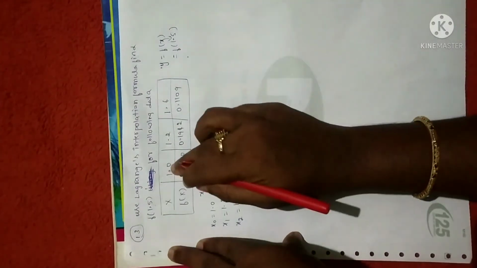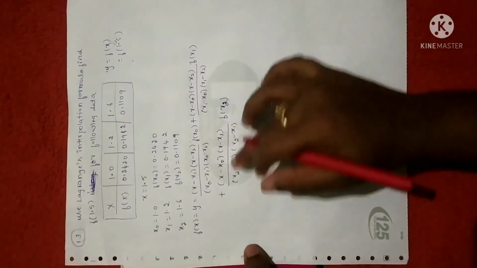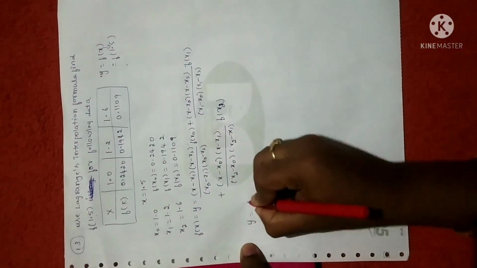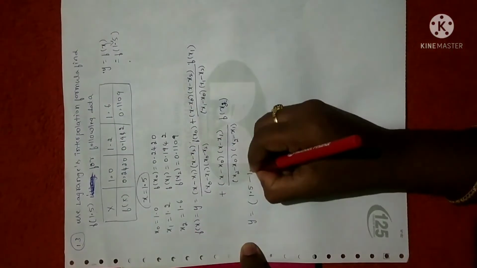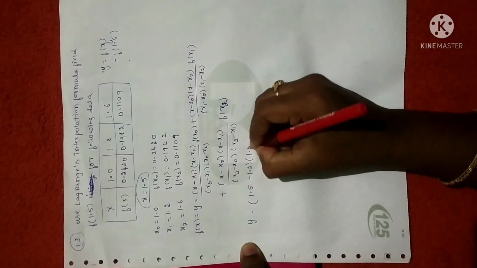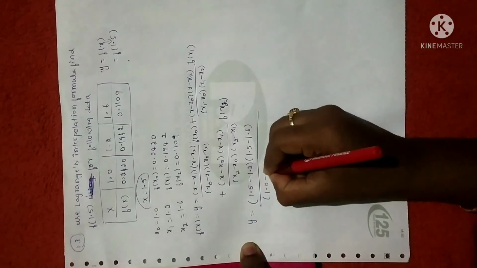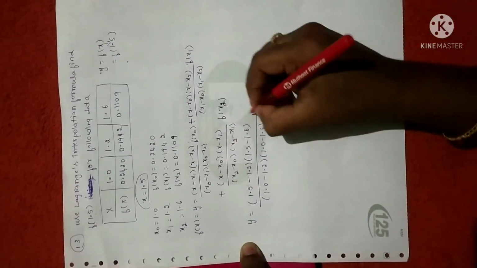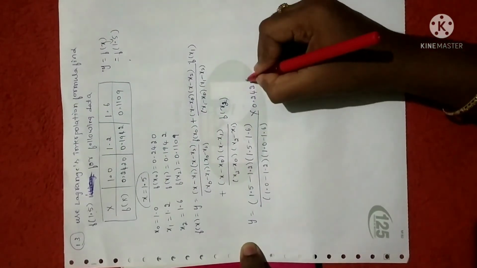Now count the number of data, 1, 2, 3. So the 3-point formula we have to use. Let me write down the formula. So this is the 3-point formula. Now we need to substitute all the values. Anyhow, all the values are known to us. So let me substitute. Y is equal to, x value is 1.5. So 1.5 minus x1 is 1.2 into x is 1.5 minus x2 is 1.6 divided by x0 is 1.0 minus x1 is 1.2. x0 is 1.0 minus 1.6 into f of x0. F of x0 is 0.2420. So this is the first term.